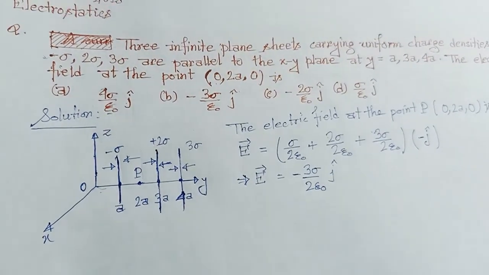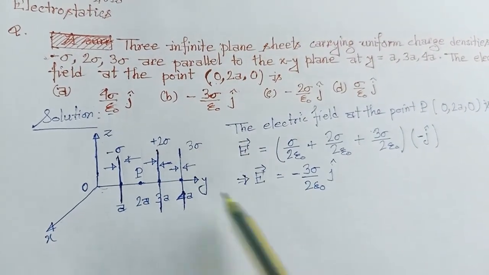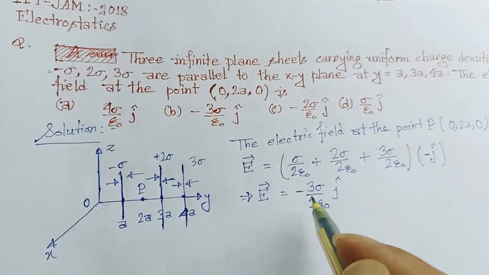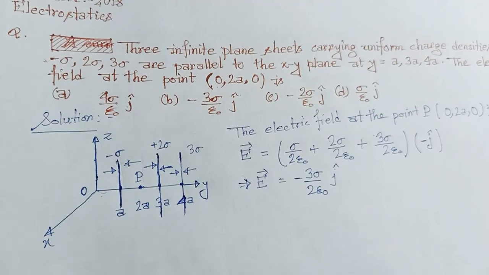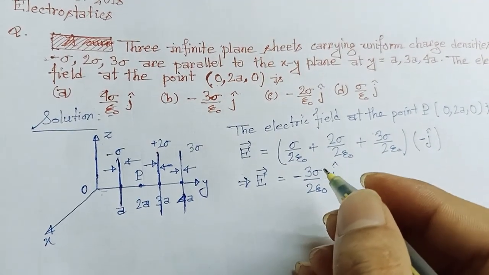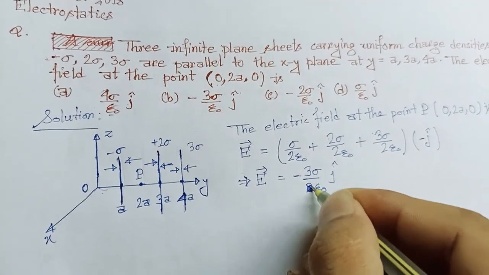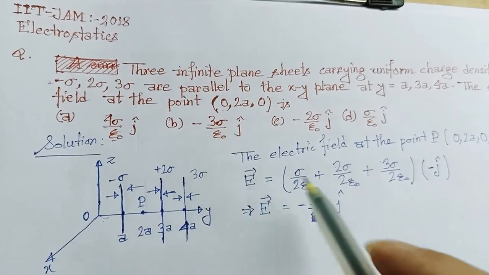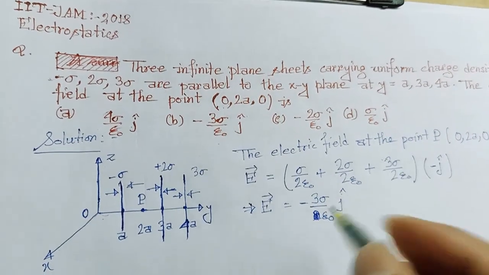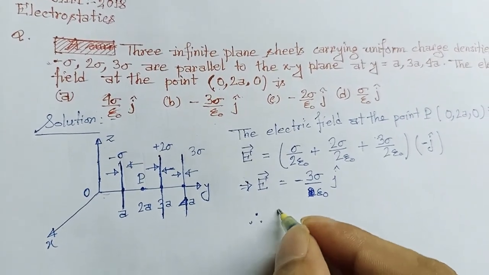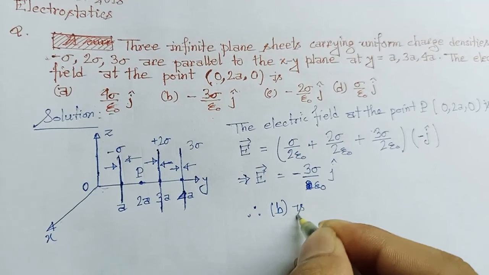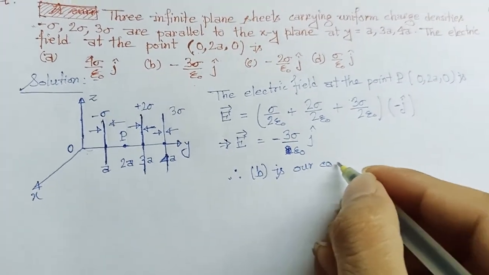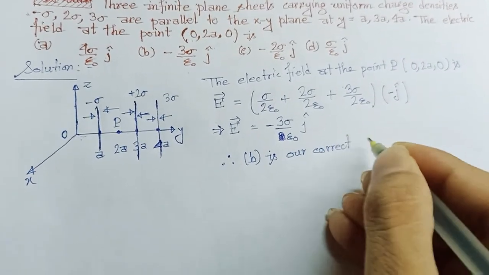So in our given question it is matching with 3 sigma divided by epsilon naught. So that is our required answer, minus 3 sigma divided by epsilon naught. So we can write B is our correct option.